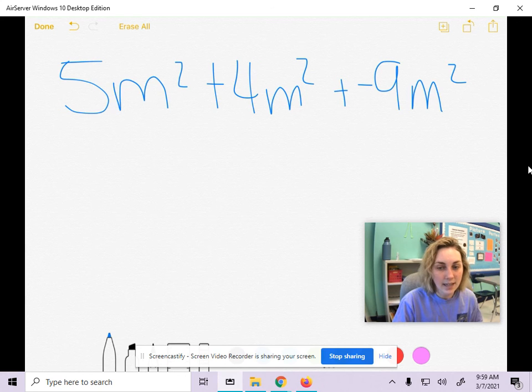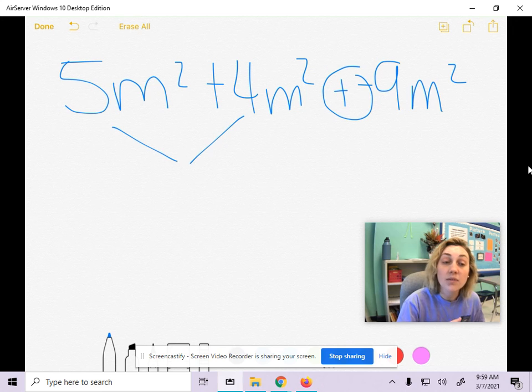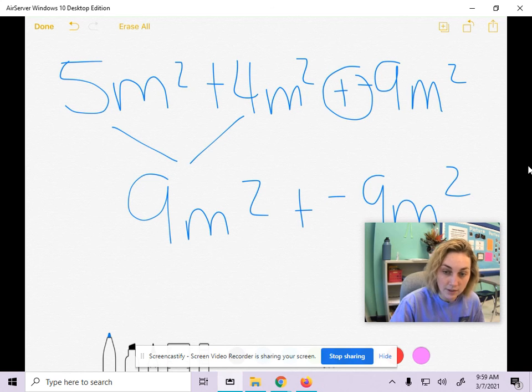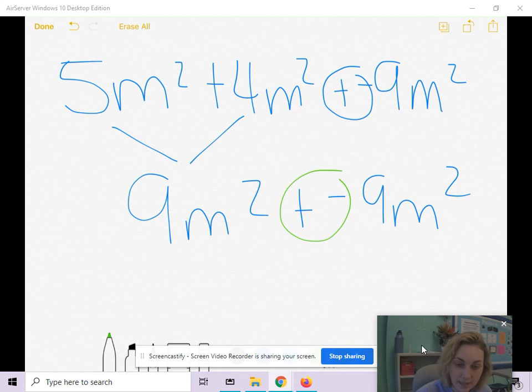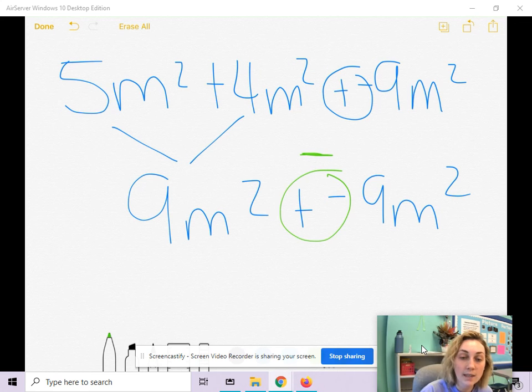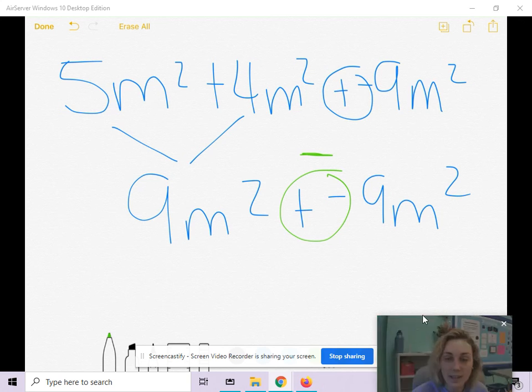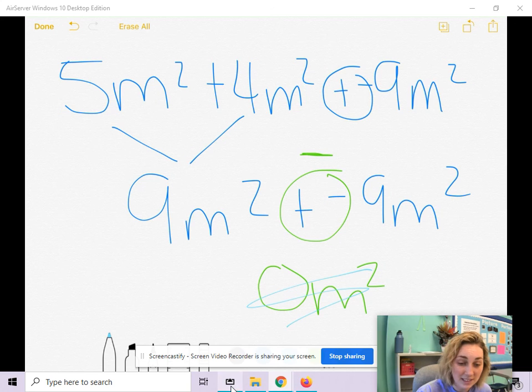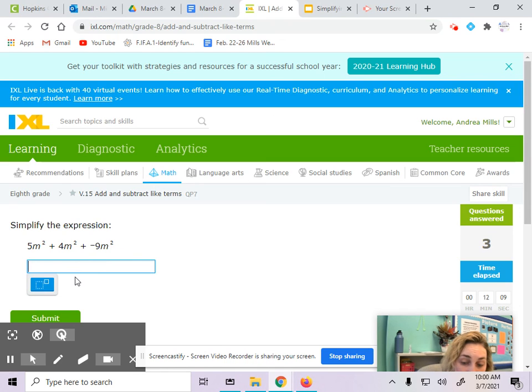So 5 plus 4m squared is going to give us 9m squared. And then 9m squared plus negative 9m squared is what we have left over. Again, when you're adding by negative, that just gives us a negative. So 9m squared minus 9m squared. Those are opposites. What you're going to have left over is 9 minus 9. Well, that gives us 0. We can bring down the variable and the exponent. Again, 0m squared doesn't really exist, so all we have left over is 0. So in here you can just put 0.